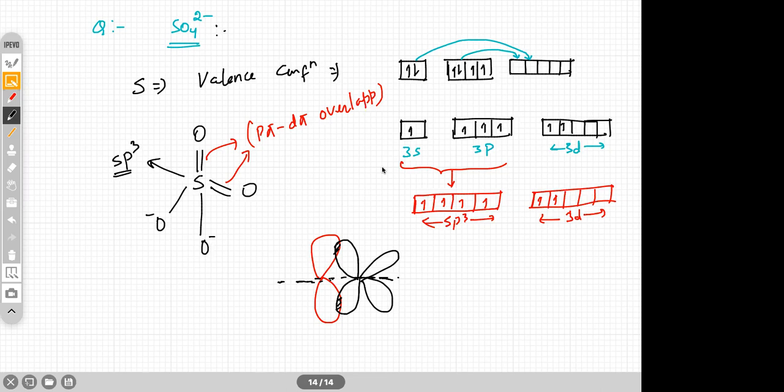Fine. So, D to form a sigma bond with S. If SD overlap is there, then it can form a sigma bond. But we do not have SD overlap. So it won't form, no. Okay.